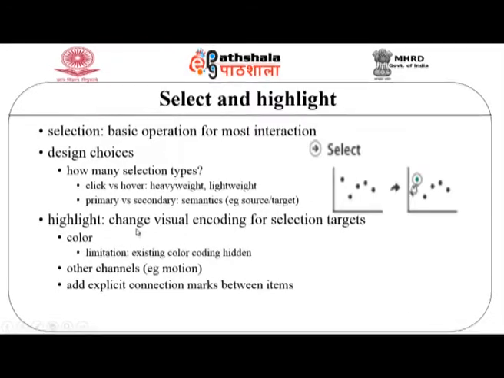In the case of highlighting, we try to change the visual encoding for the selection targets. For example, we try to change the color. The limitation here is the existing color coding is being hidden. Then there are various other channels like the motion channel. We try to add explicit connection marks between various items.